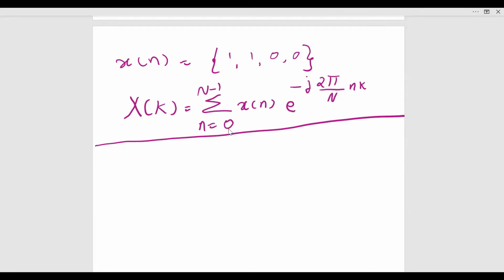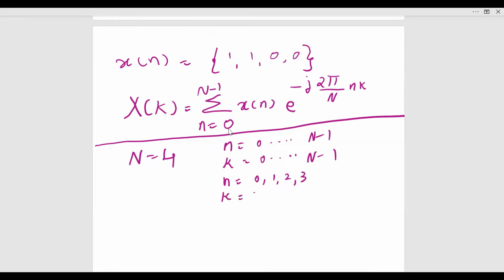Here, capital N is the number of elements in the sequence. Here, there are 4. And small n and k go from 0 to N minus 1. That is, n is equal to 0, 1, 2, 3. Similarly, k is equal to 0, 1, 2, and 3.